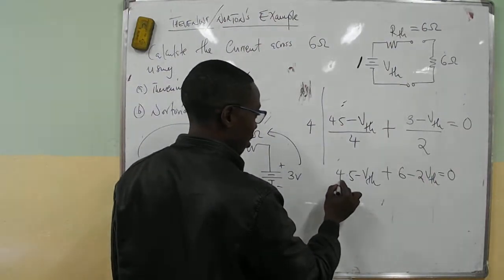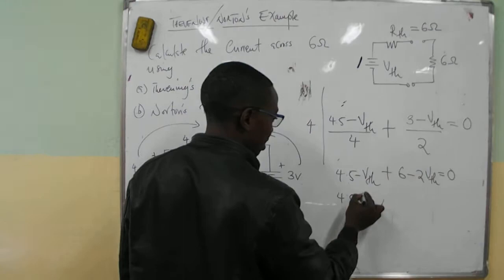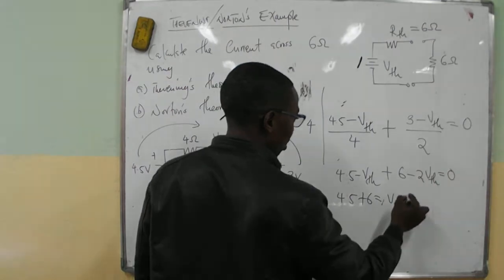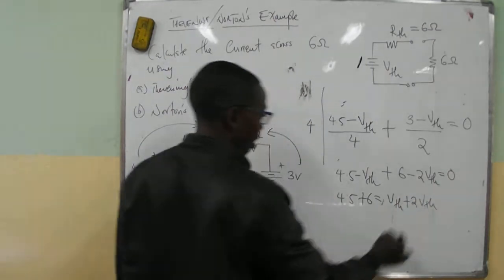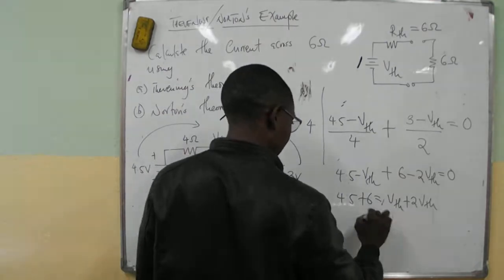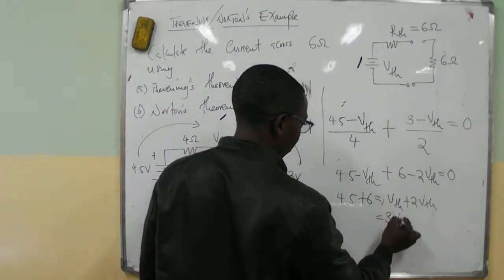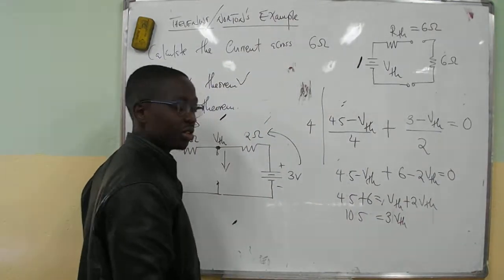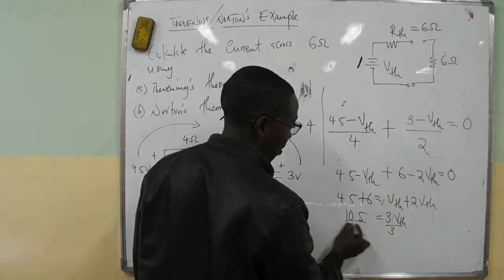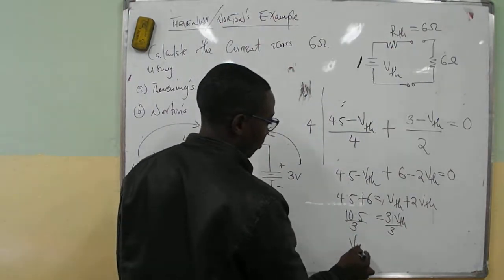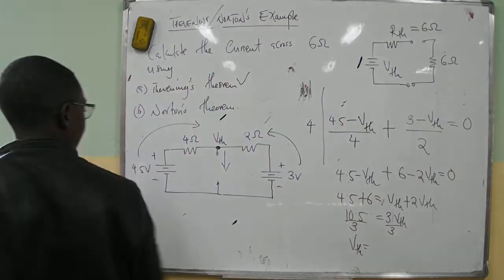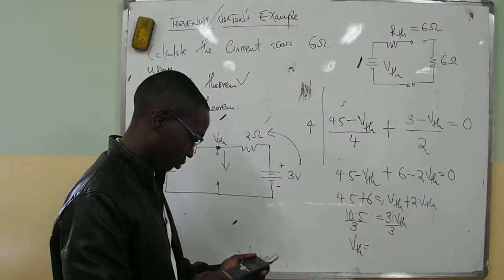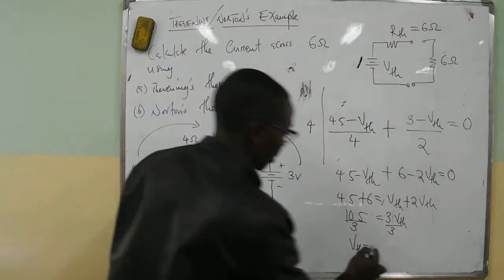Okay, upon having this, we can get the one with the VTH to the other side. So you're going to have 4.5 adding 6. This will give us, when this one goes that side, it will be equal to VTH plus 2 VTH. Okay, when you add these, they are going to give us a 3 VTH. When you add this, they'll give us a 10.5. Then you divide both sides by 3. So you realize that your Thevenin's voltage is 10.5 divided by 3. We are going to have 3.5 volts.